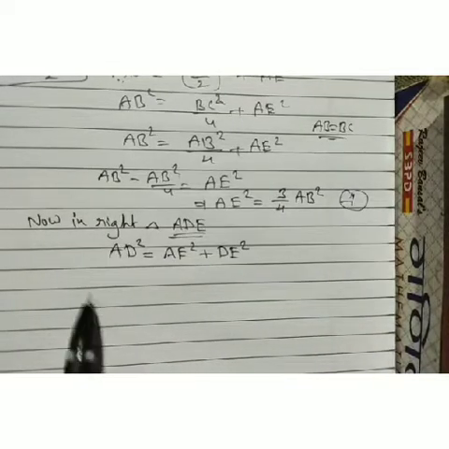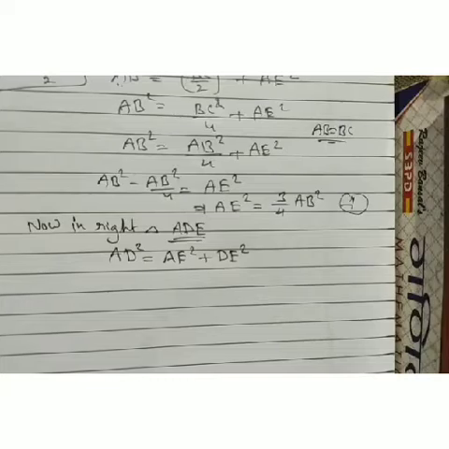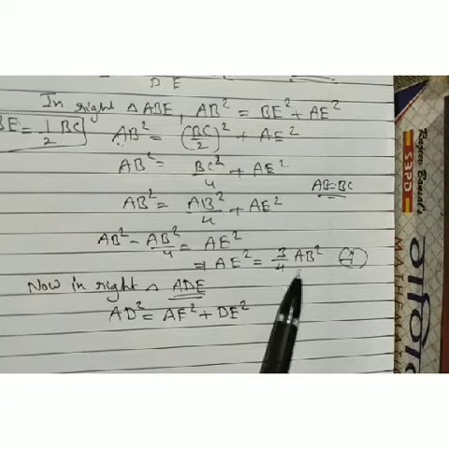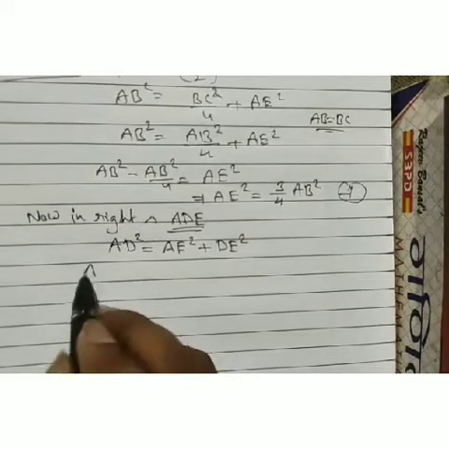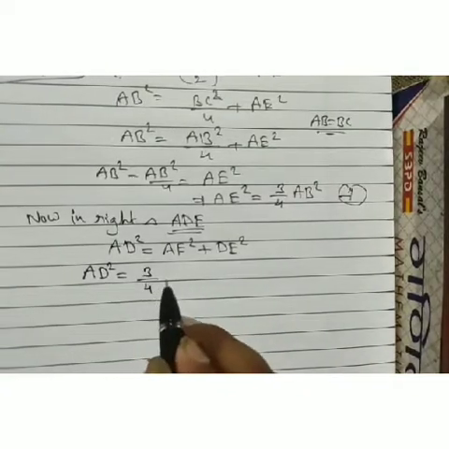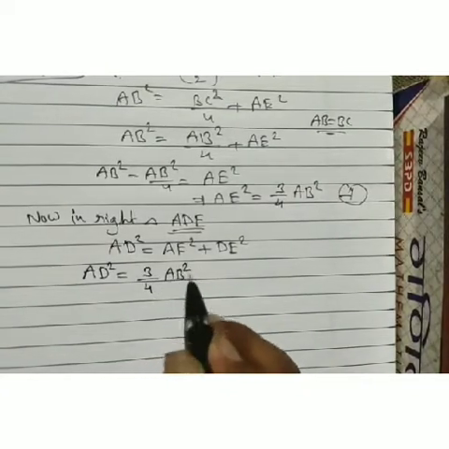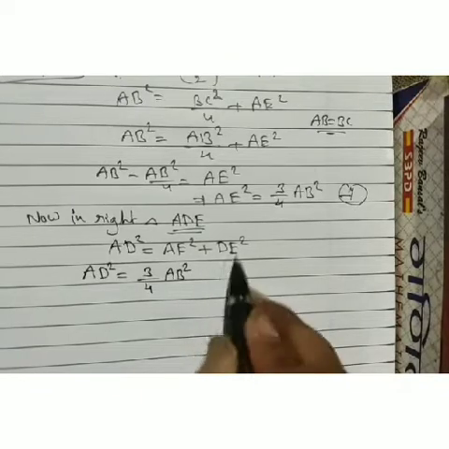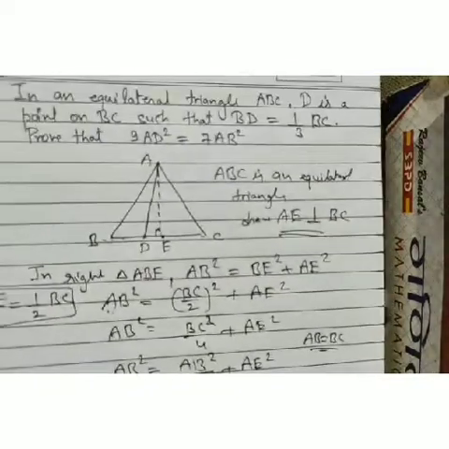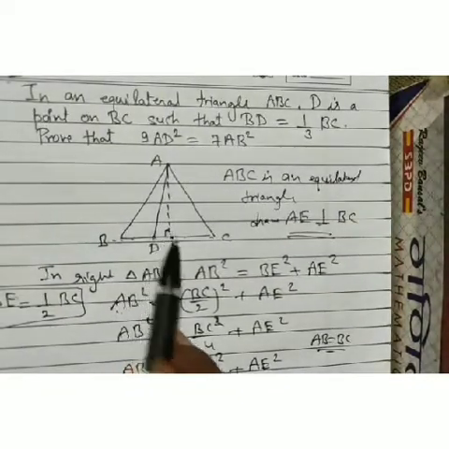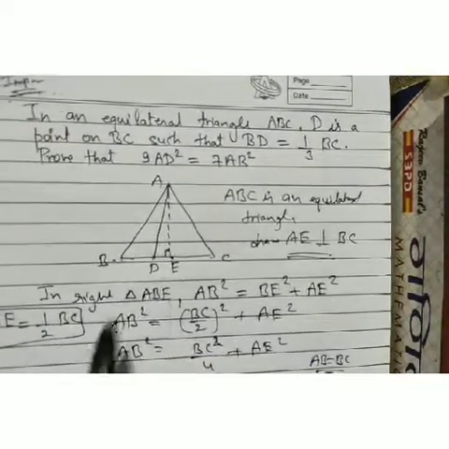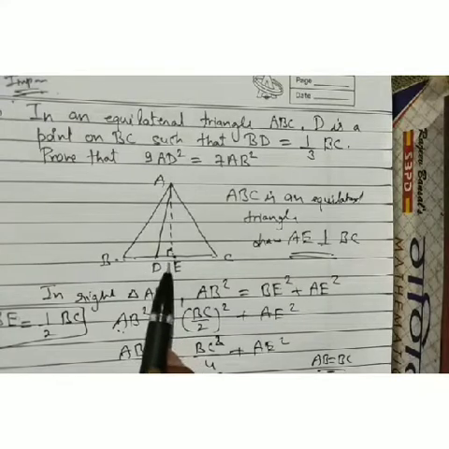Now we need AD there, but we have to change. We don't need AE and DE there. First of all we change AE square with 3 by 4 AB square. AE square is 3 by 4 AB square. But we don't need DE there. Then look, we have to convert our DE. How can we write our DE in terms of what we need? Look in the figure, we can write down our DE.